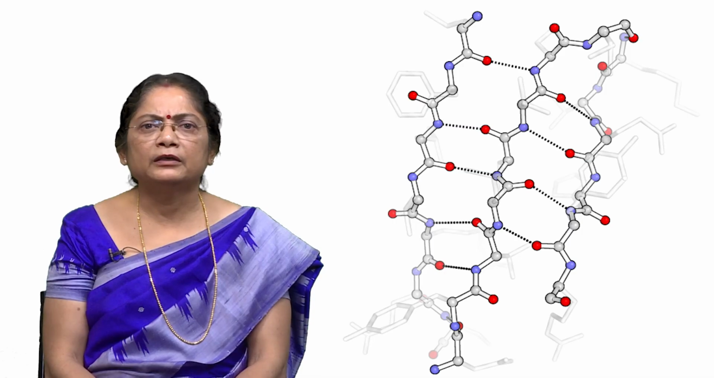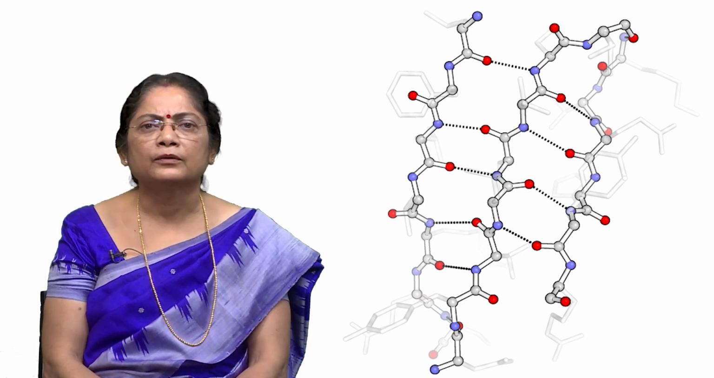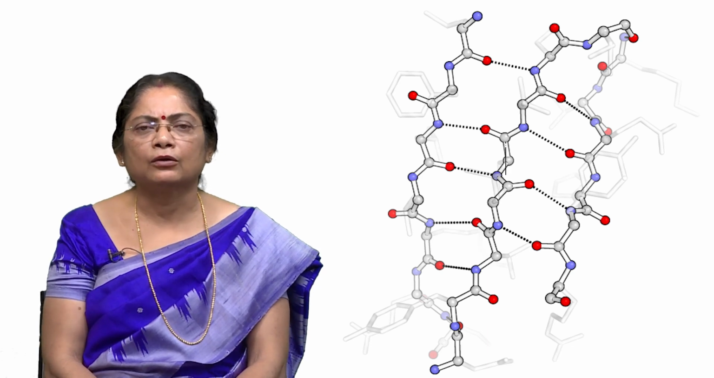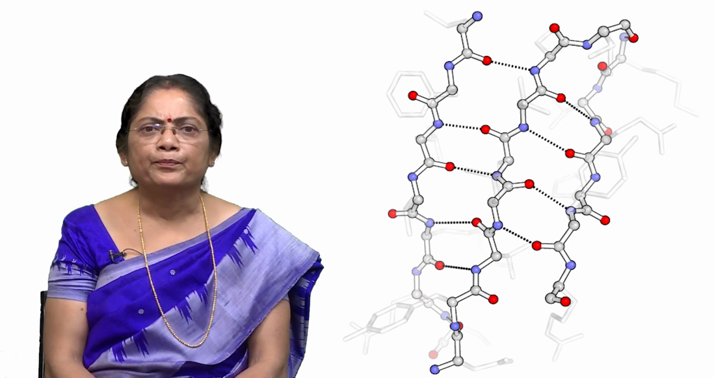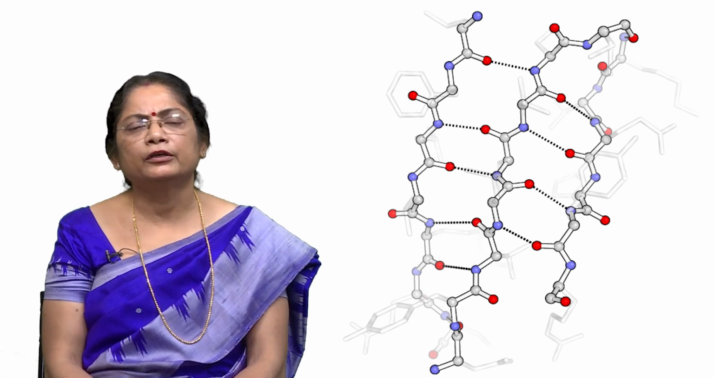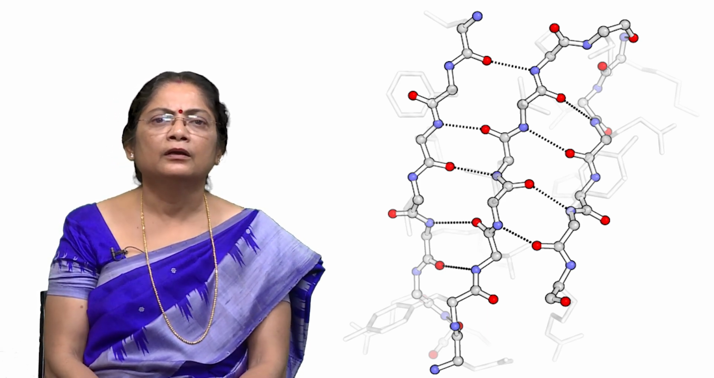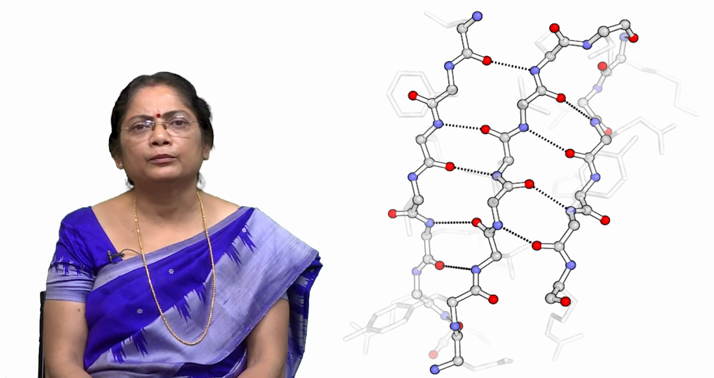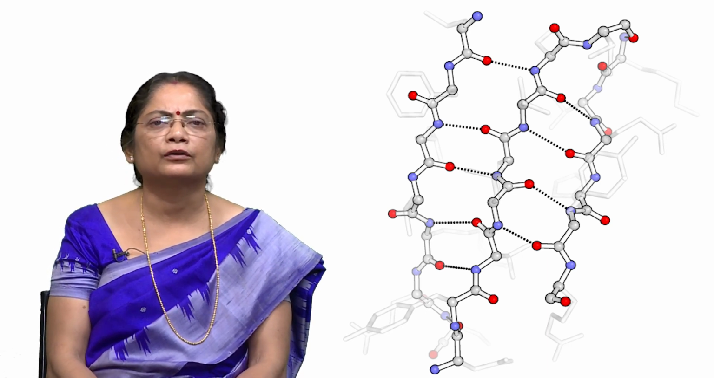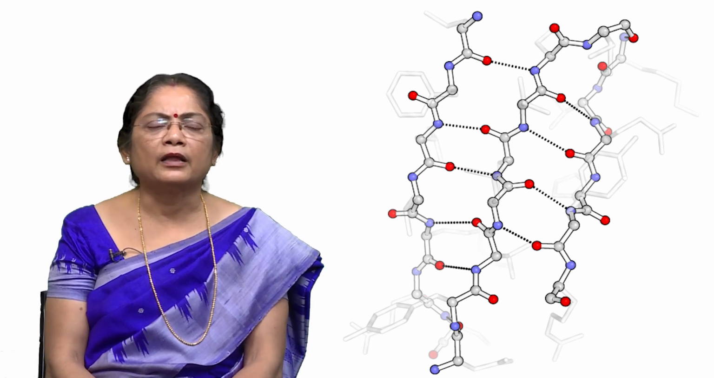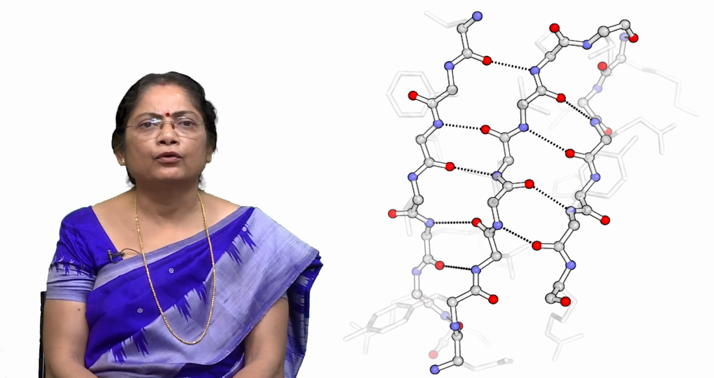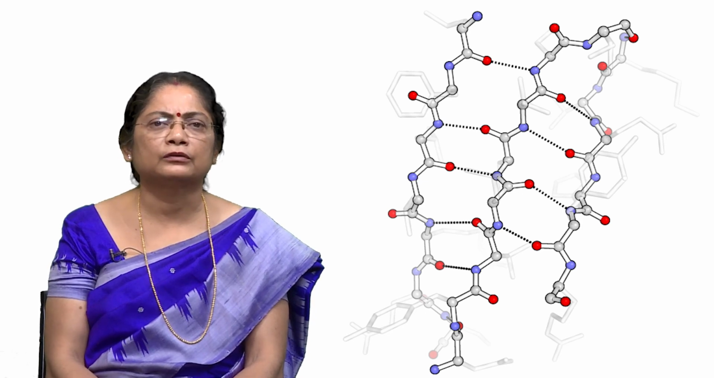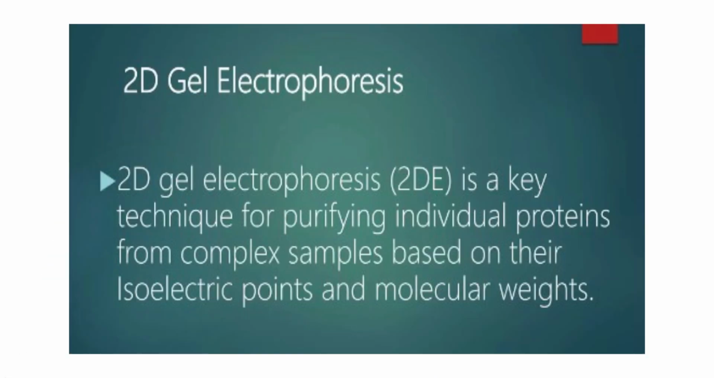So, the polypeptide chain first binds to SDS and then has an overall negative charge, so that all the proteins run towards the positively charged anode, and according to their molecular weight they get separated in polyacrylamide gel electrophoresis. Polyacrylamide gel electrophoresis is of two types: single dimensional electrophoresis, and 2D gel electrophoresis, where we rotate the slab by 90 degrees and go for a second dimension. It is a key technique for purifying individual proteins from complex samples.